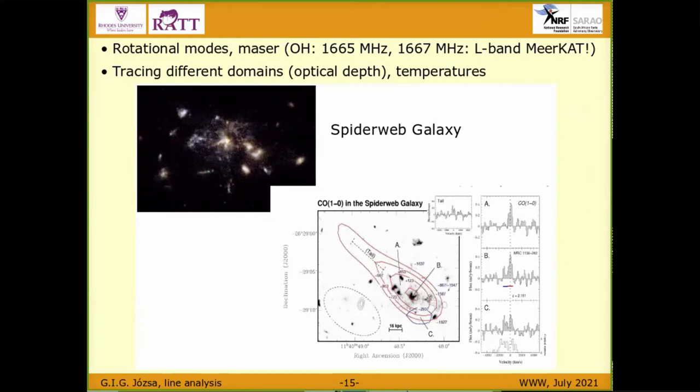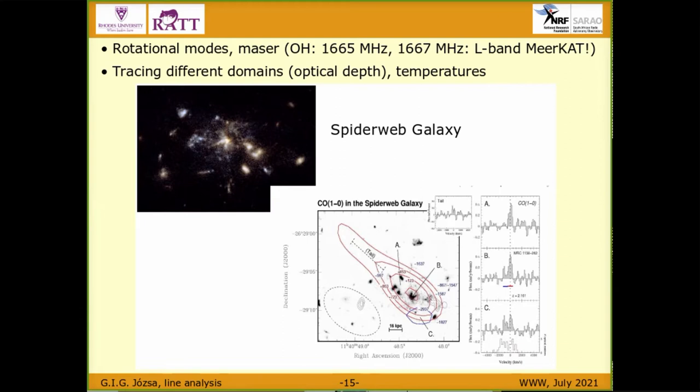In terms of molecular lines, there are rotational modes usually seen in the radio, and there are also masers. So if you have an electron that gets pumped from the ground state to a higher state and can then cascade down or drop down to a lower state, then you have the natural condition for a maser. They are visible in L-band, in MeerKAT. Most prominent are OH at 1665 megahertz and 1667 megahertz, also tracing molecular regions in the vicinity of hot gas.